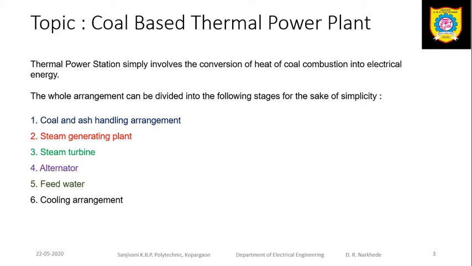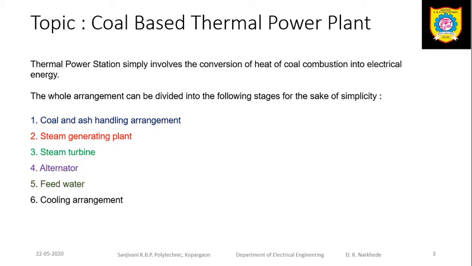Basically, we will burn the coal to increase the temperature of the water and convert that water into steam. That steam is used for rotating the blades of the turbine. The turbine is coupled to the alternator, and that will convert the mechanical energy of rotation into electrical energy.